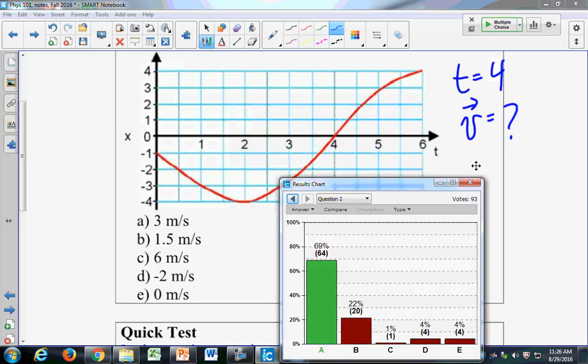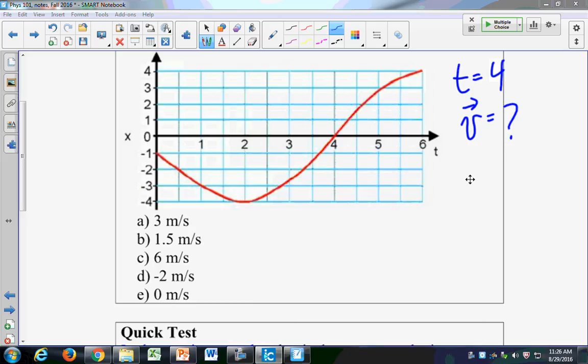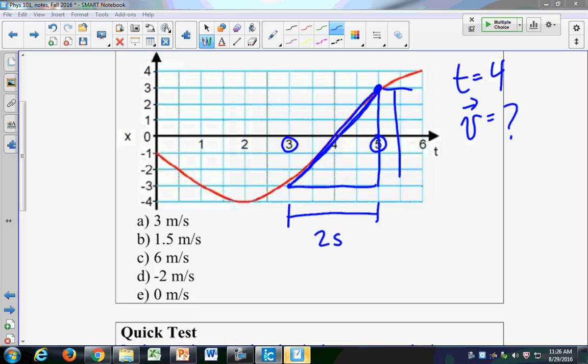Okay, A is right. Very good. You draw a tangent line. There might be some judgment call, but I'm going to draw it something like this. And then I just do rise over run. I draw my triangle, or however you want to do that. I notice that this side has 2 units, 2 seconds, because I'm going from 3 to 5 seconds, even though there are 4 squares. And then here, I'm going from -3 to 3, so that's 6 meters. And then I do rise over run, and it's 3 meters per second.